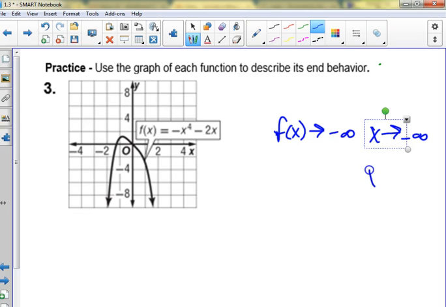All right. The right side, we would say x approaches what? Infinity, because that's this direction. And what is it doing? It's going down, so we're going to say y is approaching negative infinity on both ends, right? All right, are we good at end behavior?